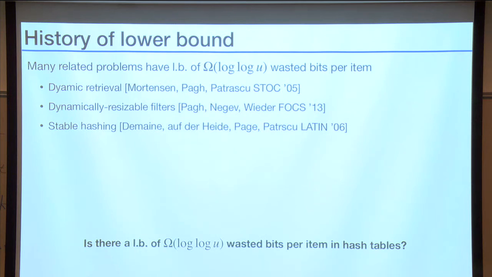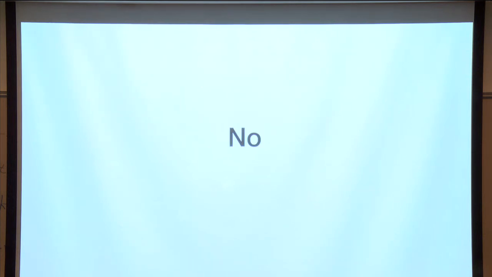We also have the same lower bound for stable hashing. This is the unordered dictionary problem where wherever you first store a key, you're not allowed to move it later. You have to continue to store it at that location until you delete the key. So the central question is, does this lower bound of log log u wasted bits per item apply to hash tables? And the answer is no.